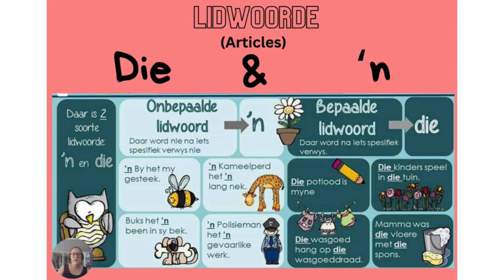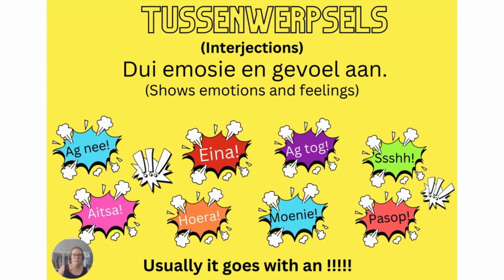Okay, then if we go with our bepaalde lidwoord, die potlood is myne. So die potlood is myne. This one, not your one there. This one is myne. Die kinders speel in die tuin. I can show you there. Die kinders speel in die tuin. Die wasgoed hang op die draad. Mama was die vloere met die spons. So she's busy doing it. I can show you. Mama het die spons en sy was die vloere in die sitkamer. Okay, so it's very specific.